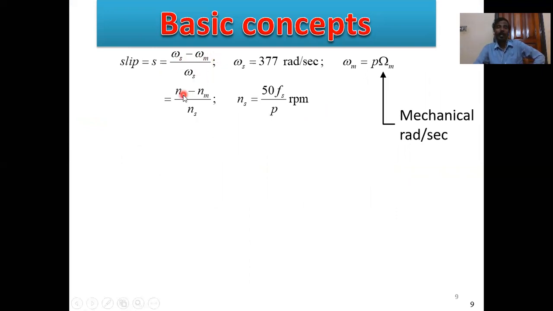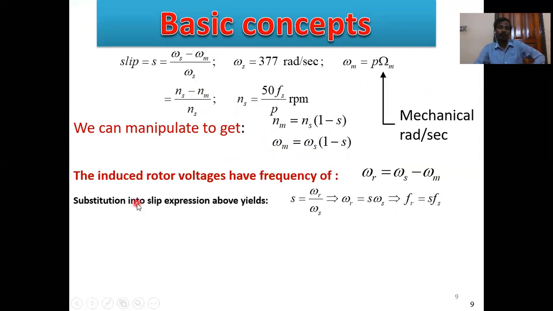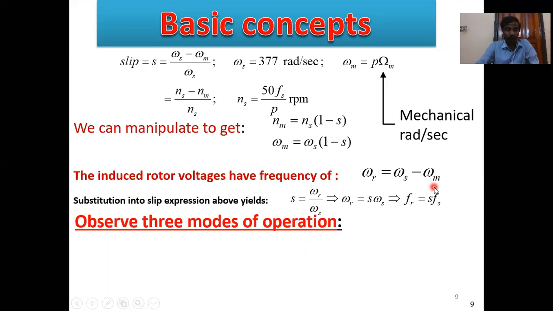The basic concepts of DFIG: slip equals omega s minus omega m by omega s, or ns minus nm by ns, where ns equals 120 fs by p, where p is the number of poles. We can manipulate to get nm equals ns into 1 minus slip, or omega m equals omega s into 1 minus slip. The induced rotor voltage has a frequency of omega r equals omega s minus omega m.